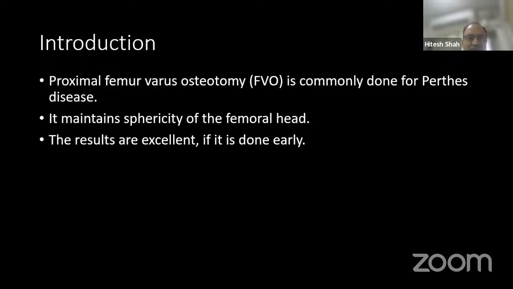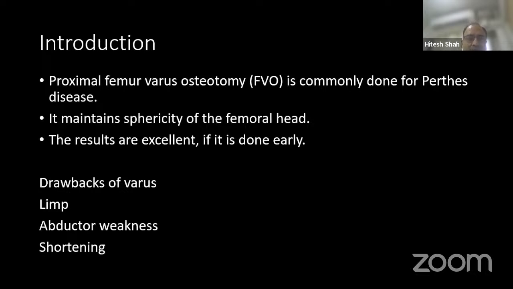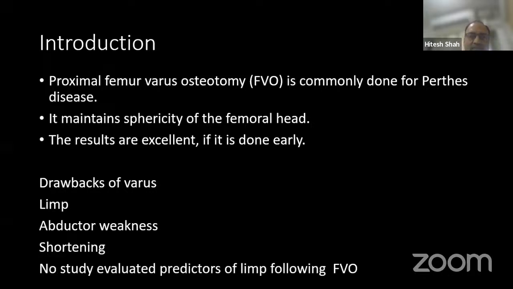As we all know, varus osteotomy has become very popular for Perthes disease, mainly because it retains the sphericity of the femoral head. The results are excellent if it is done early, meaning the first stage of the disease. However, there are issues with the varus osteotomy because the articular trochanteric distance will reduce and the limp may persist. There may be abductor weakness and shortening. These are the three main issues after the varus derotation osteotomy, and that is the reason initially varus osteotomy was not popular. Most studies in Perthes focus on the radiological outcome, but no study evaluated the predictors of persistent limp following the varus derotation osteotomy.